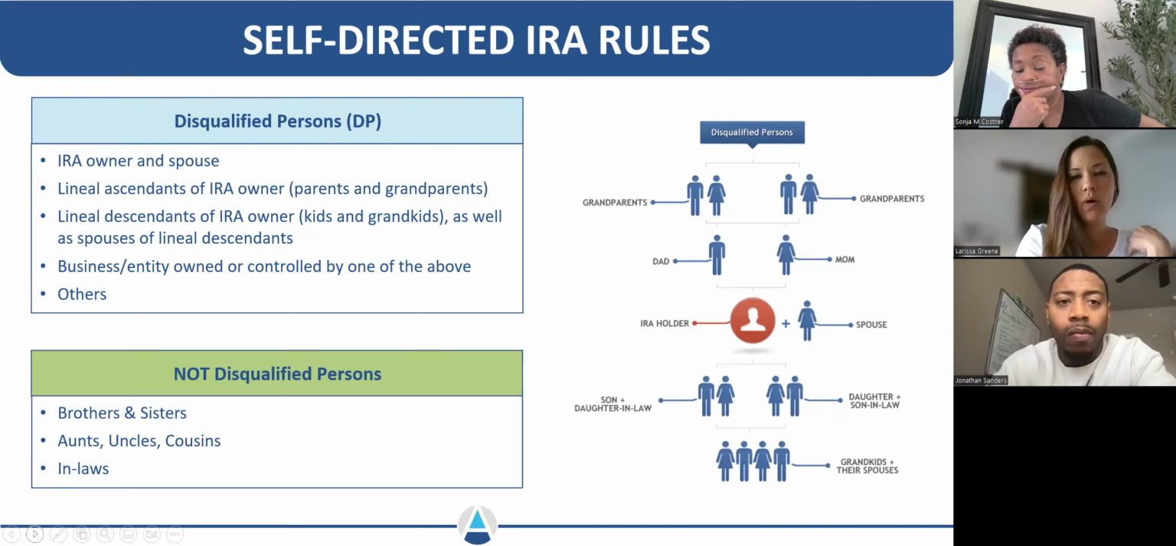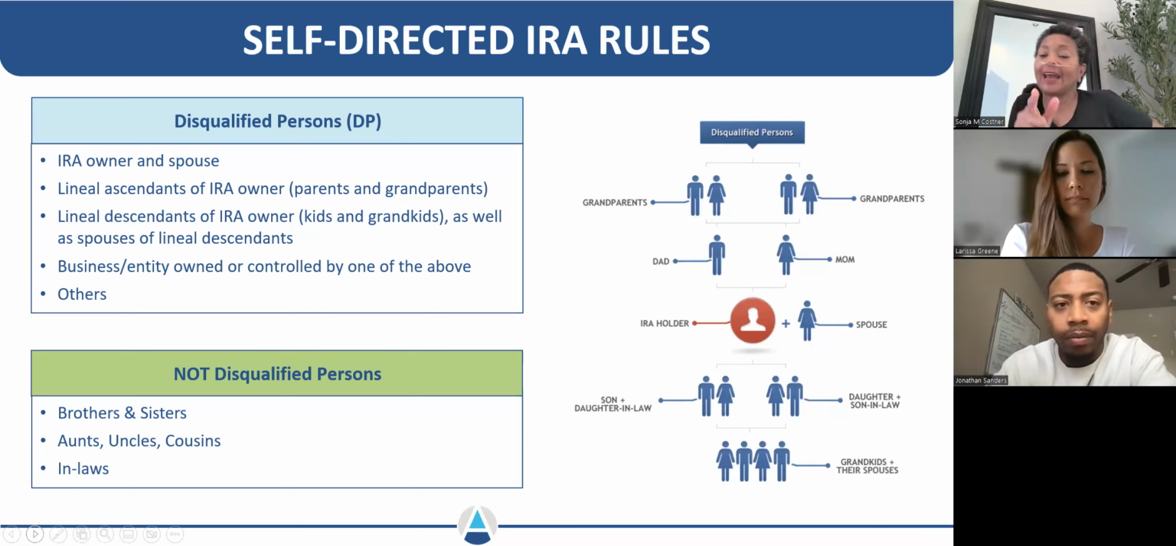Now you're looking at disqualified persons rules, and IRC section 4975 is where they talk about what's prohibited and who's considered disqualified. That applies once money is in the IRA and you're making investments with it.